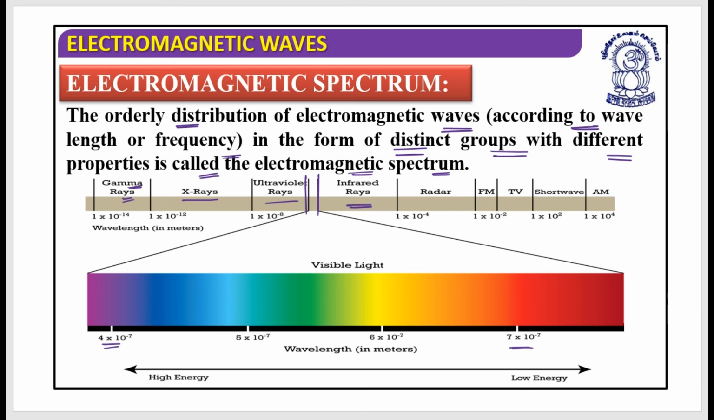Even beyond that, infrared rays are there. There could be radar rays, there could be FM, what we call frequency modulation. TV waves could be there, short waves could be there, amplitude modulated waves could be there. So there is a very large band of different wavelengths and different frequencies.